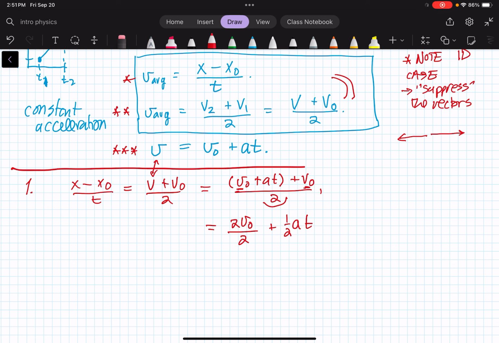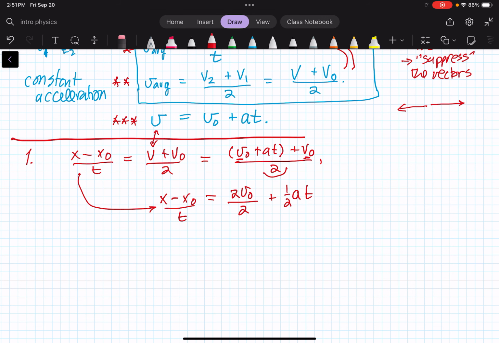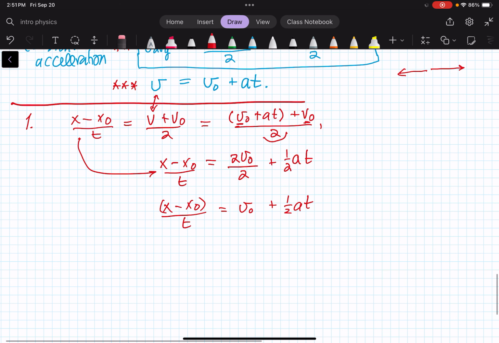But then we remember that we started off over here, so we have (x minus x naught) over t is equal to 2 times v naught over 2 plus 1/2 times at. So let's clean that up a little bit. We have (x minus x naught) over t is equal to v naught plus 1/2 at. Let's multiply both sides by t. We have x minus x naught is equal to v naught t plus 1/2 at squared.